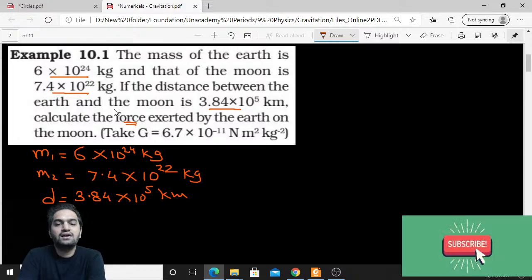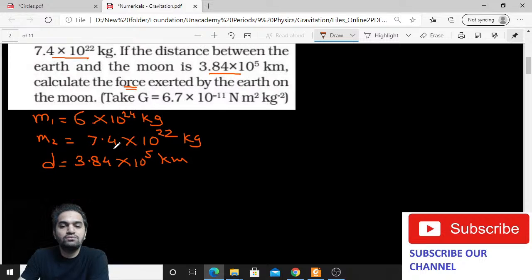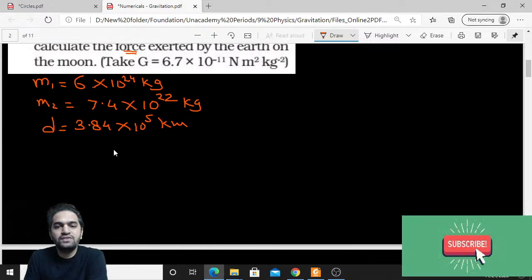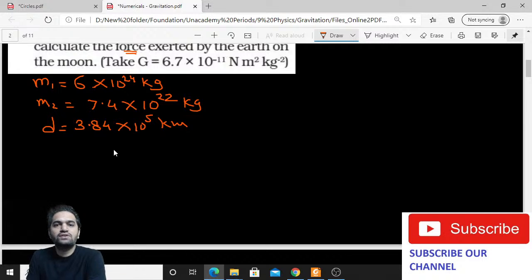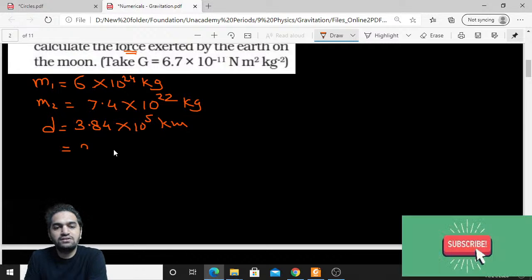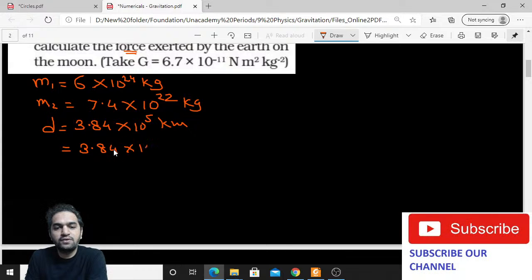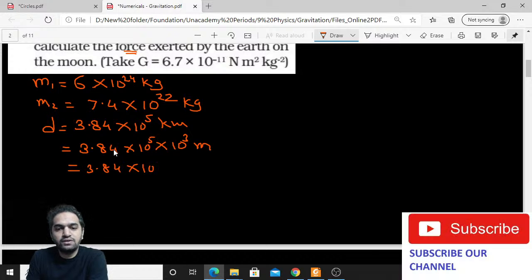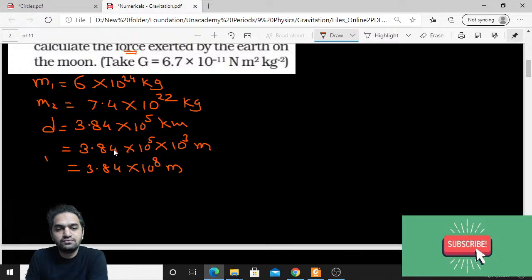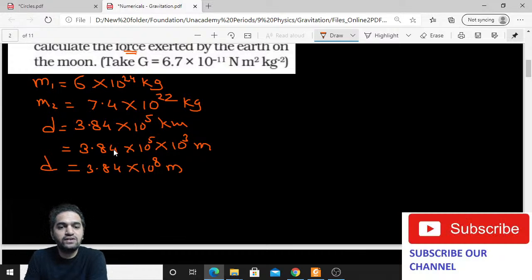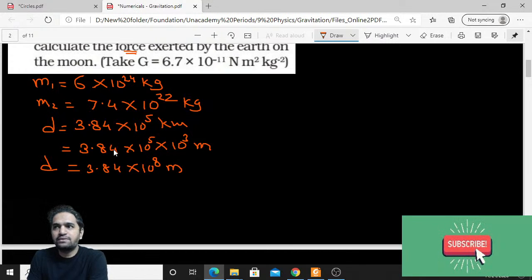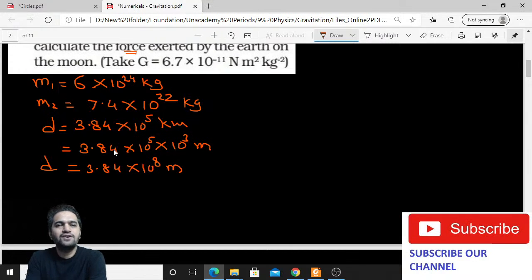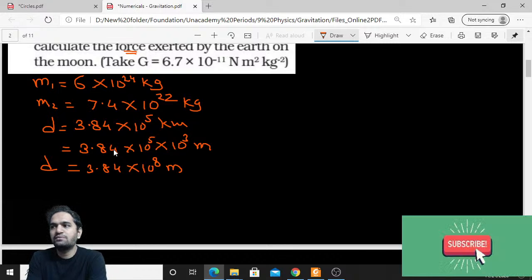Now the problem is the SI unit of distance is meters. So we cannot take kilometers, we have to convert this into meters. Now according to our information, kilo means what? 10 to the power 3. So you can convert kilo to meter by just multiplying with 10 to the power 3. That's it. So 10 to the power 5 into 10 to the power 3, and this will convert the kilometers to meters. So this will become 3.84 into 10 to the power 8 meters this time. So we have our distance, we have m1, we have m2. We already know the value of capital G. So everything else is known. All we have to do is use the gravitation formula, and we will be able to solve this particular question.